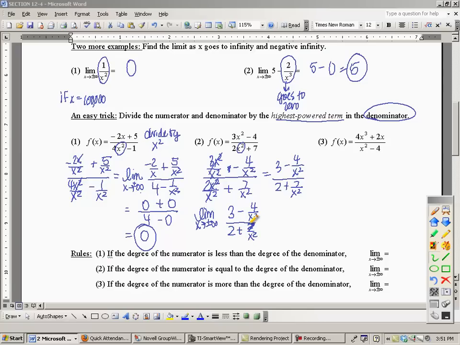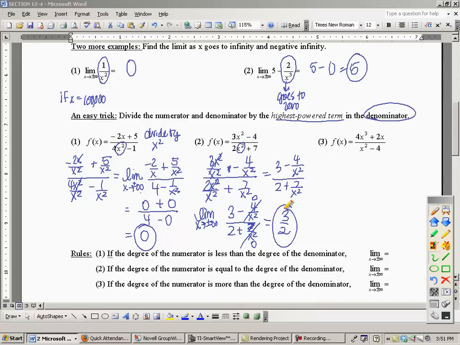Let's try and make this correct. This goes to 0, this goes to 0. So what fraction do I have left? 3 over 2. Okay, and again, this is an idea for rational functions, when you're dividing a polynomial by a polynomial.